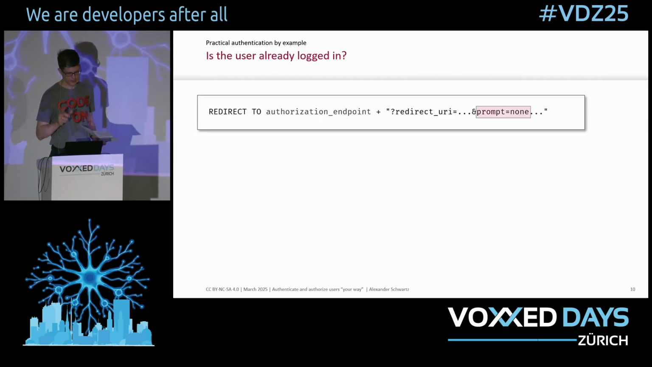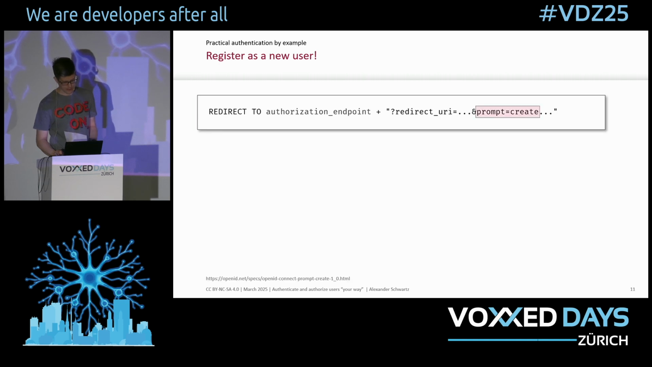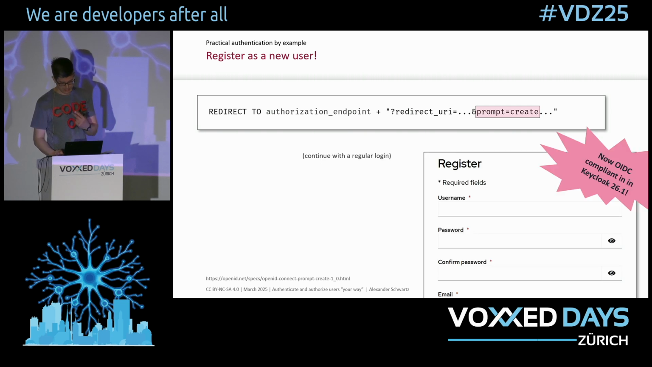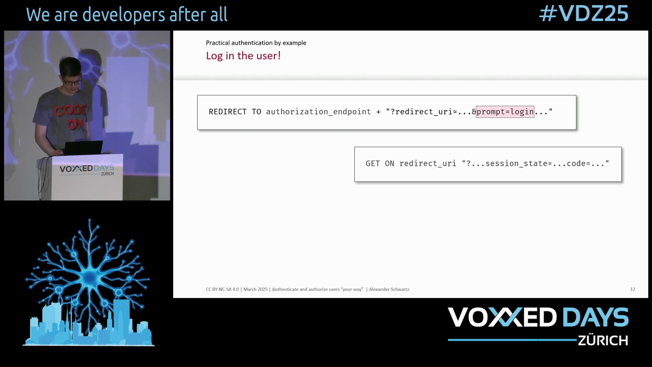Yeah. So looking back at the code that's happening here in the background, the user is already logged in. We saw that with prompt equals none. When I want to register a new user, I use the same URL, again the authorization endpoint, with prompt equals create, which showed the user the registration form we saw earlier. And this is actually a new feature that we added in Keycloak 26.1. But the standard was around for quite a bit of time. In earlier versions of Keycloak, you needed to call a custom endpoint that wasn't OIDC compliant. If I really want to log in the user and give them a prompt, that's then prompt equals login in the same authorization endpoint URL.